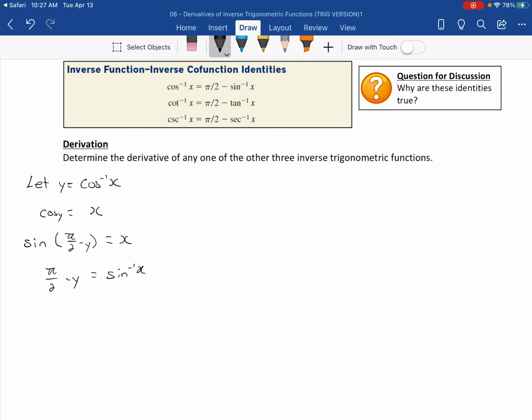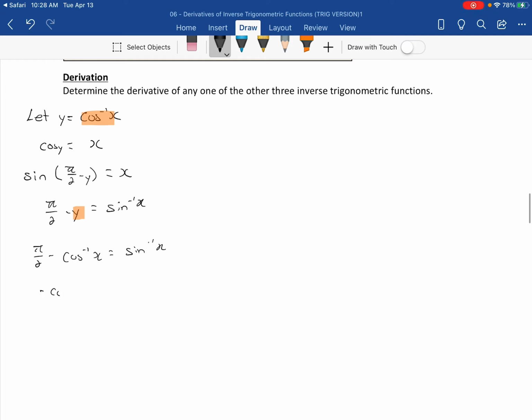And then a little substitution here, like what often happens when you do that little let y equal trick, is this y is cos inverse. So I get pi over 2 minus cos inverse of x equals sine inverse of x. And then I can solve for cos inverse. That is, a negative cos inverse of x is equal to sine inverse of x minus pi over 2. And then I'm going to multiply through by negative 1. And I get pi over 2 minus sine inverse of x.